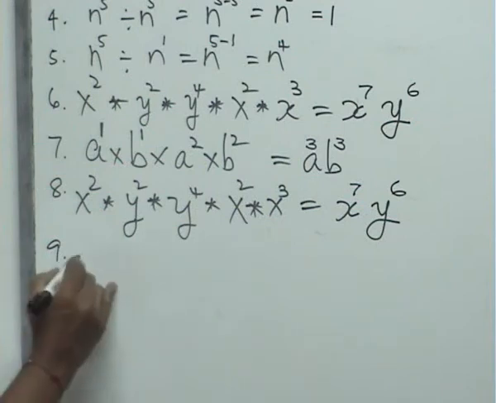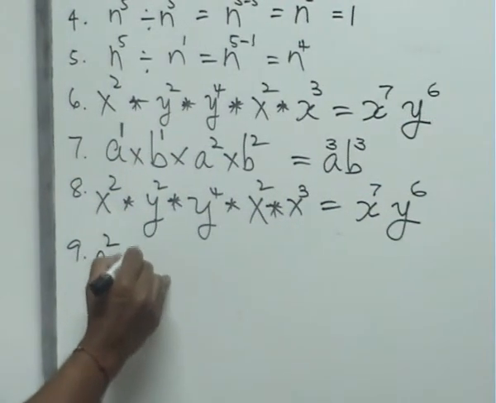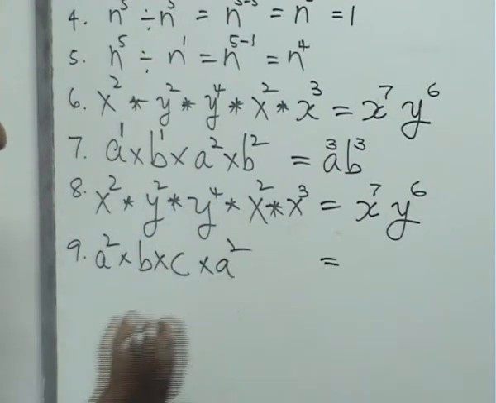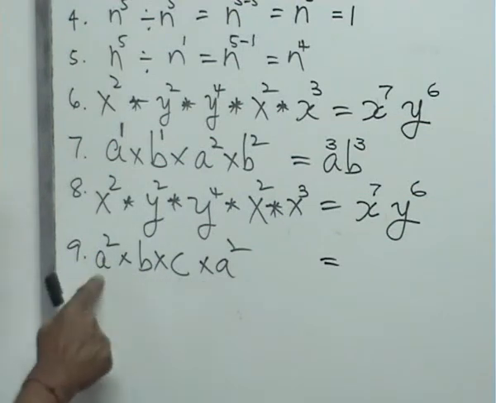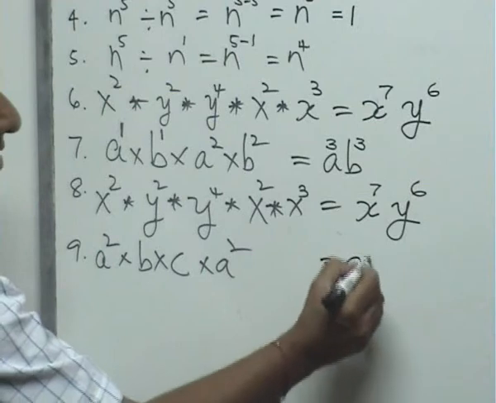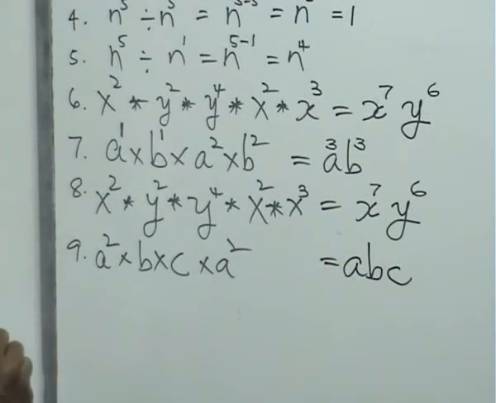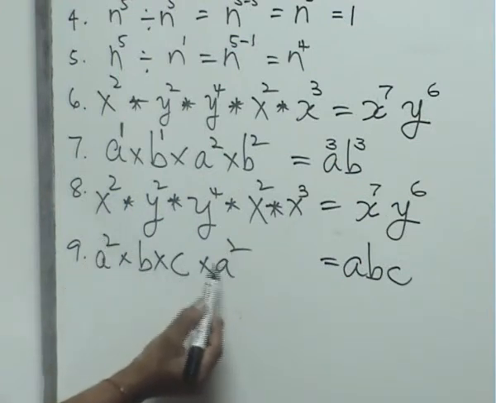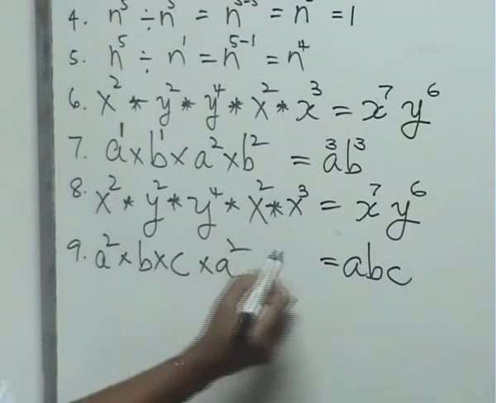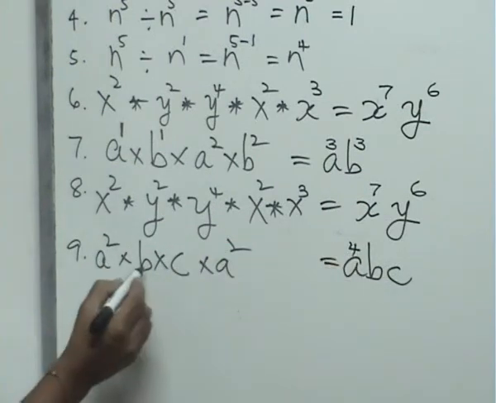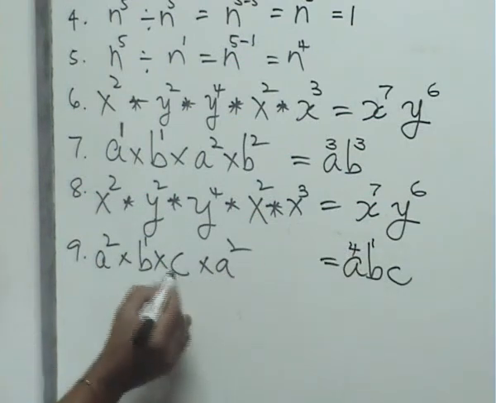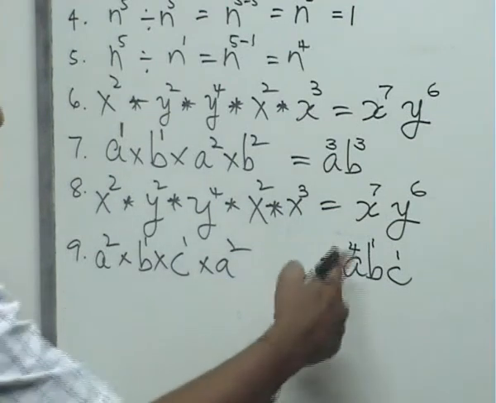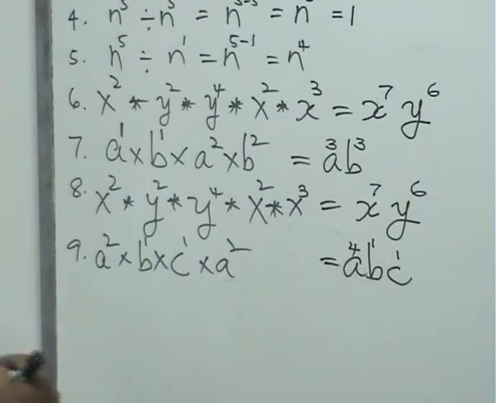Number 9, a squared times b times c times a squared. Now this time we got a number of bases here. We got a, we got b, we got c. So you write down all three bases, a, b, c, next to one another. Then if you look at a, you got a squared here and you got a squared there. So you can multiply these two. So it will be 2 plus 2, 4. The b, the index is 1, so it will be 1. The c, the index is 1, so it's 1. And that's the final answer. Right? We cannot add those indices up because those bases are all different.